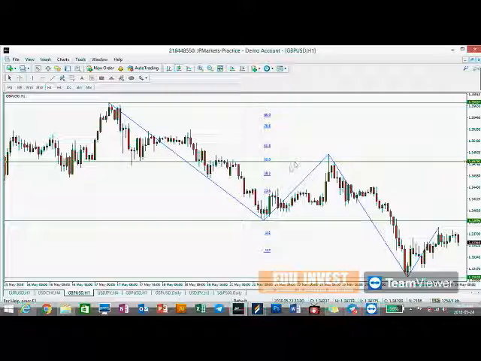In fact, what it does is it actually tests the 50 fib. Now, why this is such a significant level is because the market was not able to break beyond the 50 fib, resulting in the fact that we can confirm that this is 50%. This is the 50% retracement of this trend over here.